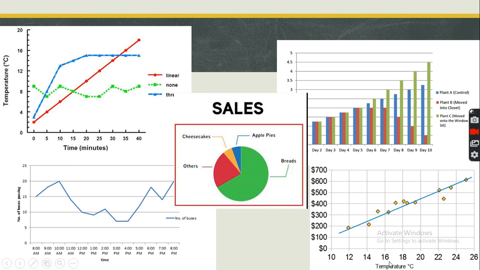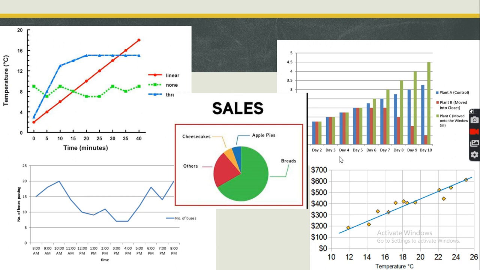This is temperature versus dollars, that is, how many dollars are invested because of the temperature rise in any industry or any report. And this is the number of buses passing over a unit of time. So this is 8 a.m., 9 a.m., how many buses are passing in a particular time. So these are some major examples to represent what statistical data is and how it is used in pictorial form, and how it makes our life easy in understanding these things.